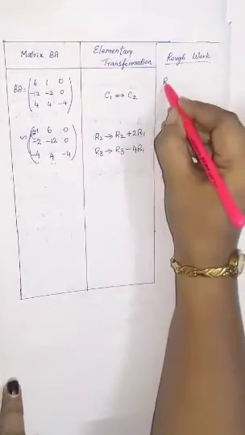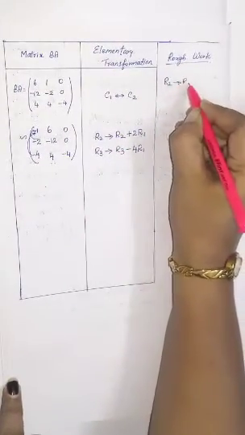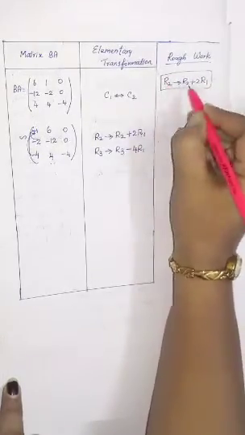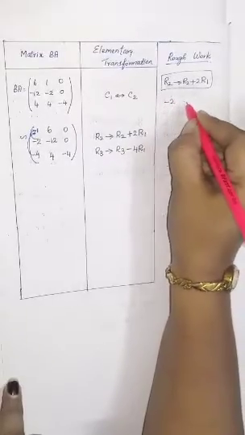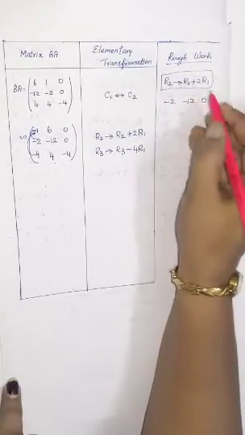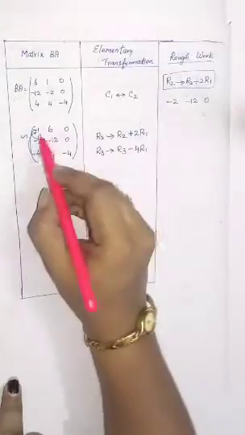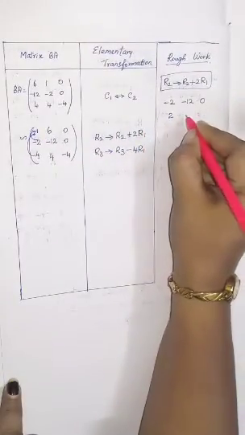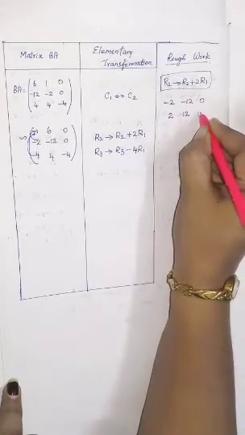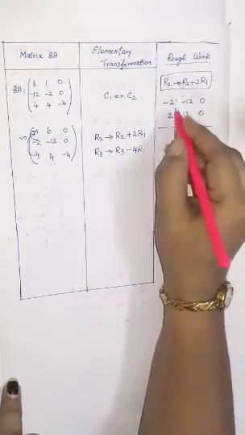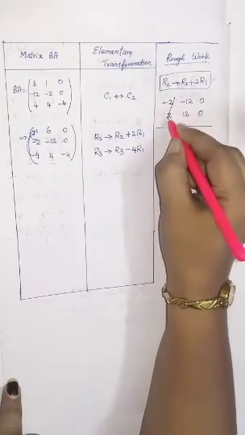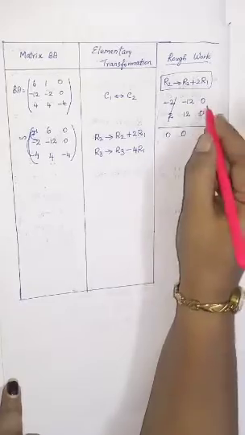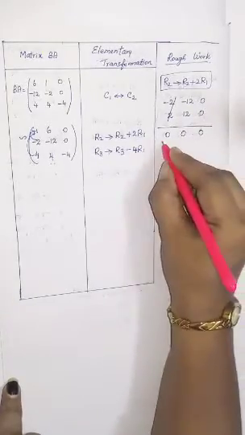So R2 gives R2 plus 2R1. R2 is as it is: minus 2, minus 12, 0, and R1 has to be multiplied by 2. So row 1 multiplying by 2: 2 1s are 2, 6 2s are 12, 0 into 2 is 0. Now just add it, no need to change the symbol. So minus 2 plus 2 will get 0. Again minus 12 plus 12, that also is 0. 0 and 0, you'll get 0.